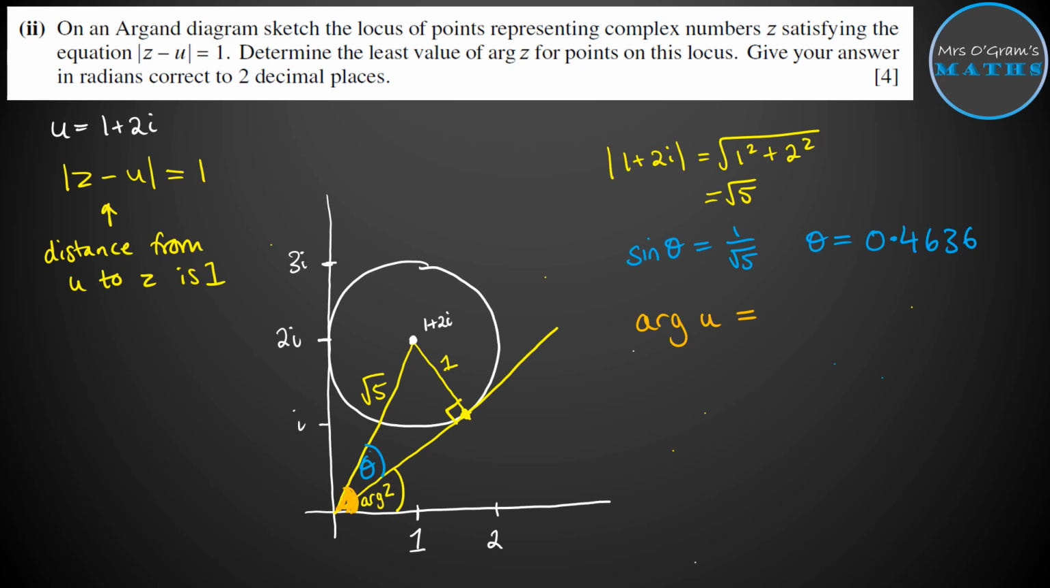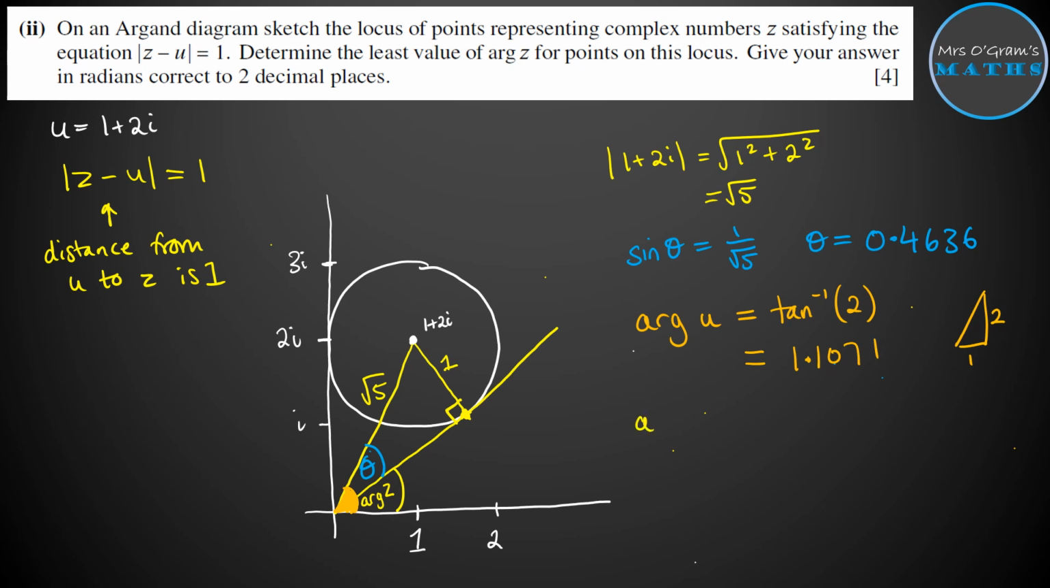Next we want to work out the argument of u, which will be this angle just here, right down at the base of what we're looking at. So the angle between the line out to u and the x-axis. So think about that as being a right angled triangle. We've got the bottom is 1, the height up there is 2, so we can use that to find the argument of u. So the argument of u will be inverse tan of the opposite over the adjacent, which is 2 over 1, or inverse tan of 2. So the argument of u is 1.1071.